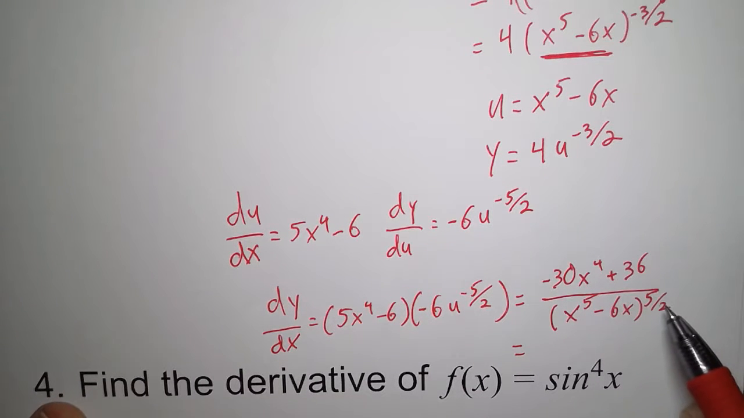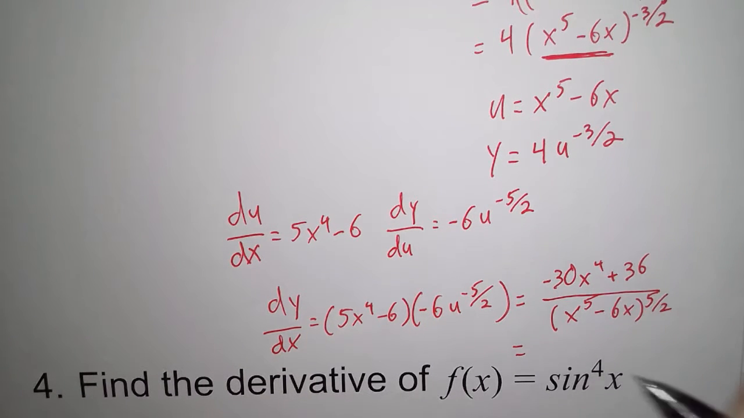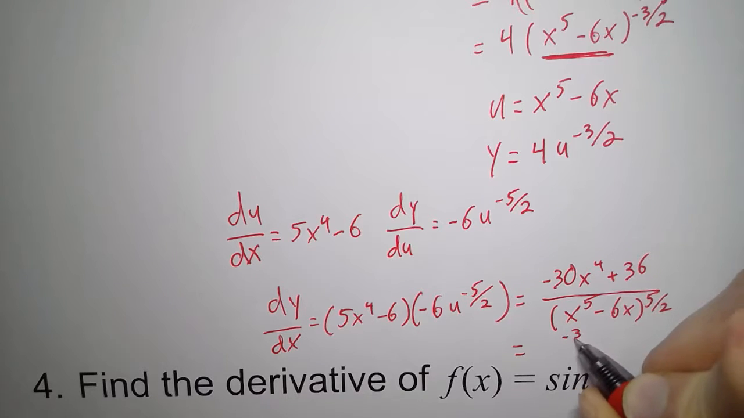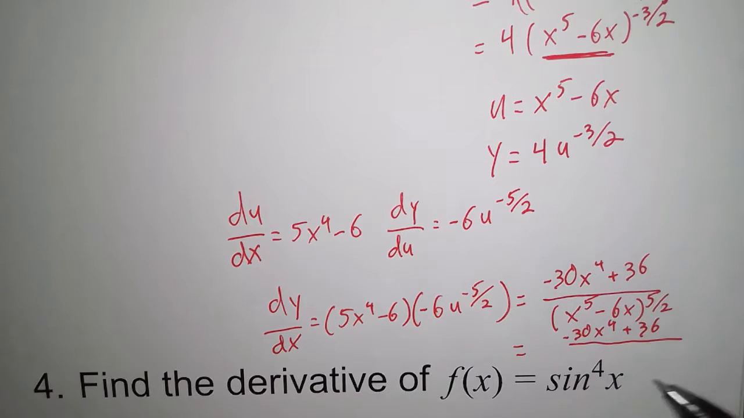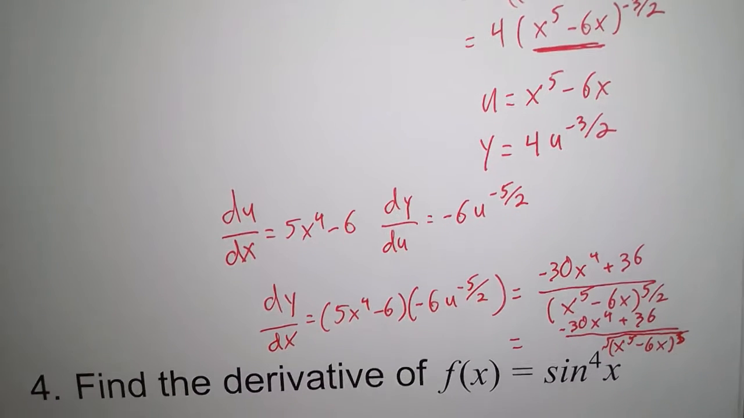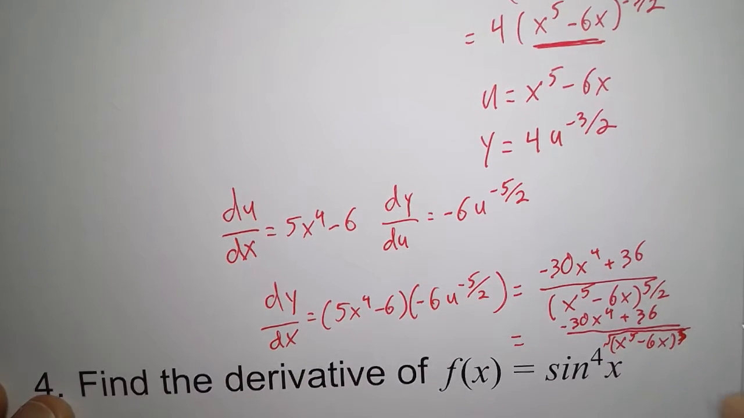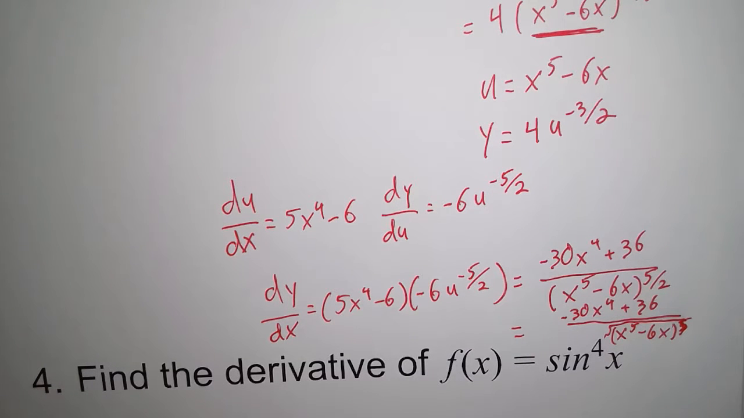Now some teachers are okay with that, but other teachers want it back in radical form. So that's going to be negative 30x to the 4th plus 36 all over. Now because we have a 2 in the denominator here, it's going to be radical x to the 5th minus 6x, and that whole quantity is going to be raised to the 5th. Now some people may ask, well, should the 5th go inside or outside the radical? That really doesn't matter. The order of operations preserves, and you would get the same result, whether it's inside or out.